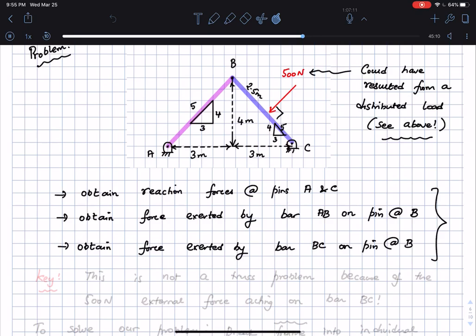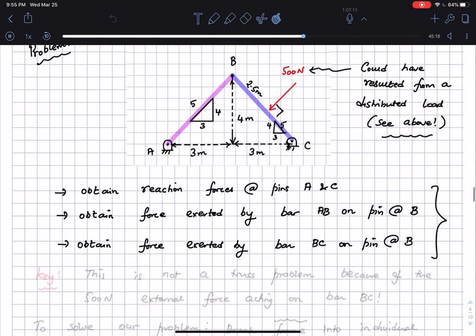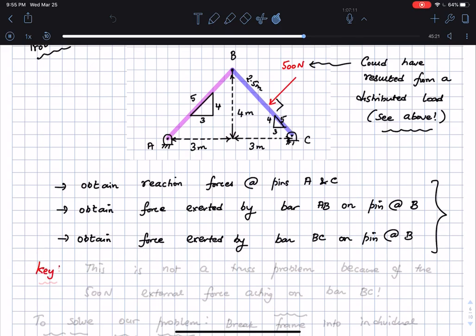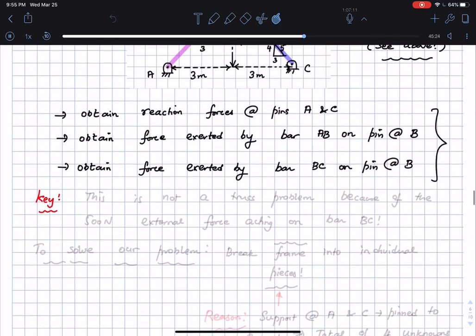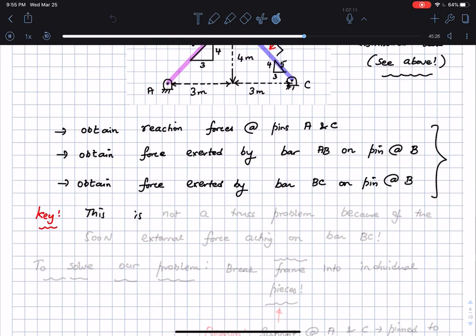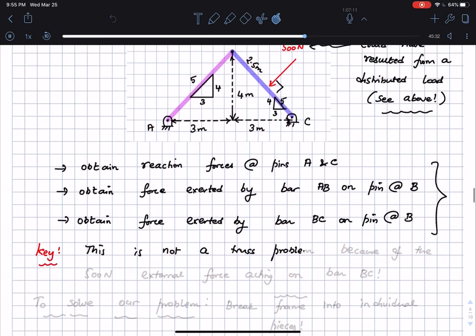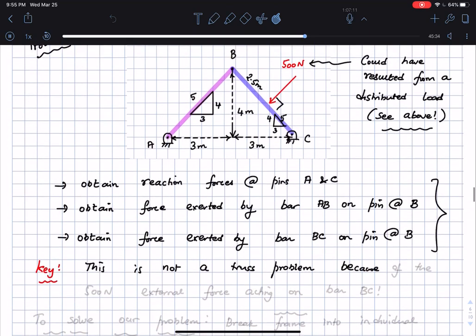You immediately recognize that this is not a truss. This is because there is an actual external force acting on the body of the bar BC. So that's another key note that I want to make. Key: this is not a truss problem, because of the 500 Newton external force acting on the bar BC.